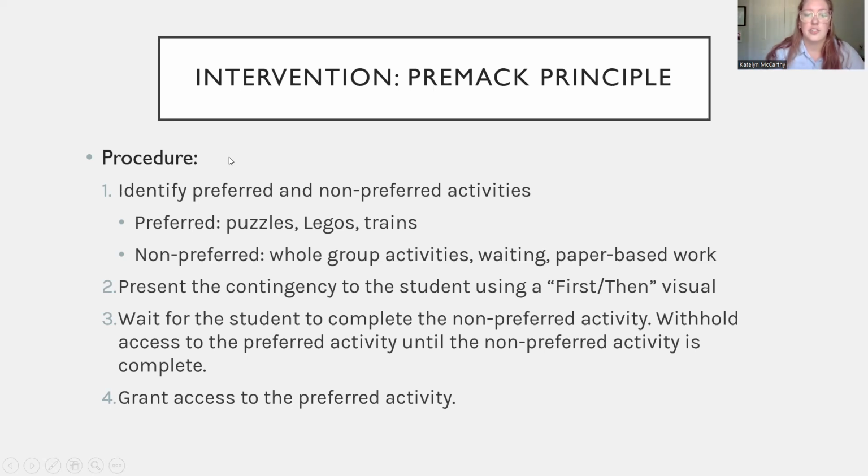Next, we'll present the contingency to the student using a first then visual. Our first then visual includes a work icon and a play icon. When the student completes the non-preferred activity, access to the preferred activity will be withheld until the non-preferred activity is complete. When the non-preferred activity is complete, you will gain access to the preferred activity or the toys.